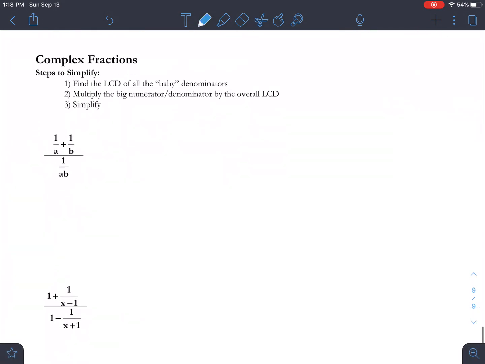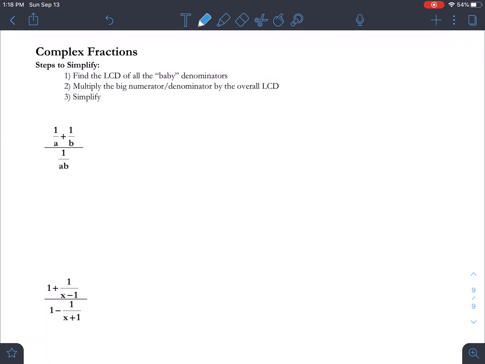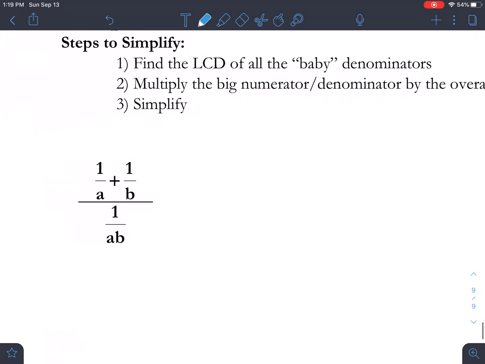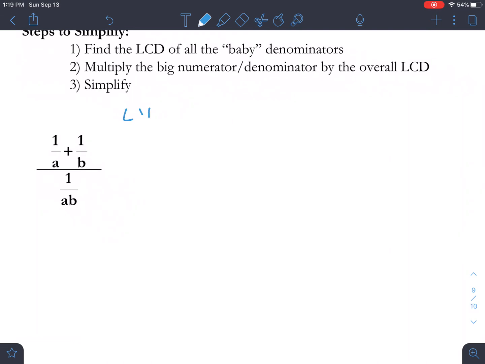Okay, the last thing we're going to do is complex fractions. Complex fractions basically mean we have fraction over fraction. So notice we have a kind of quadruple fraction look here. Okay, so what we're going to end up doing, the directions are right here. We're going to find the least common denominator of all of the baby denominators. What I mean by that is these guys, baby denominators, little denominators. So we're going to multiply by that and simplify. So let's find the least common denominator first.